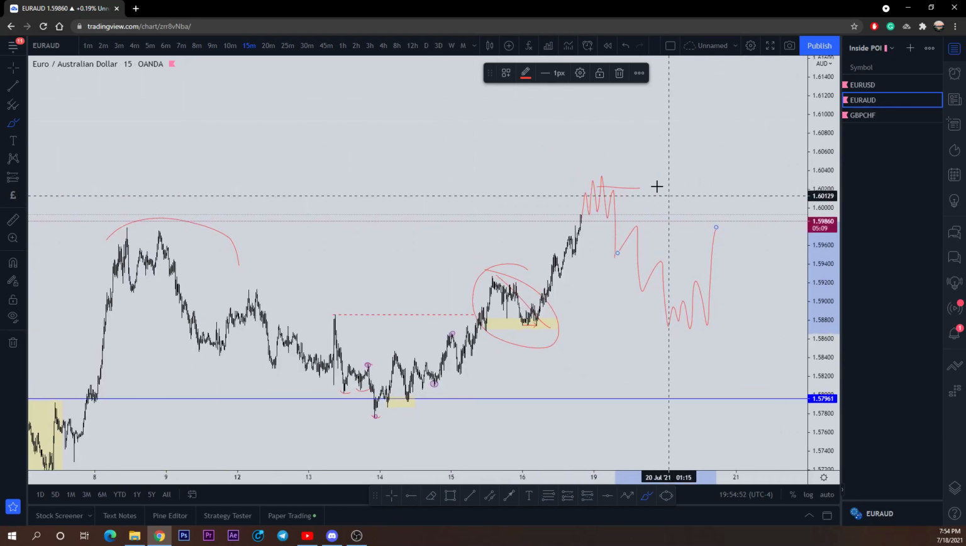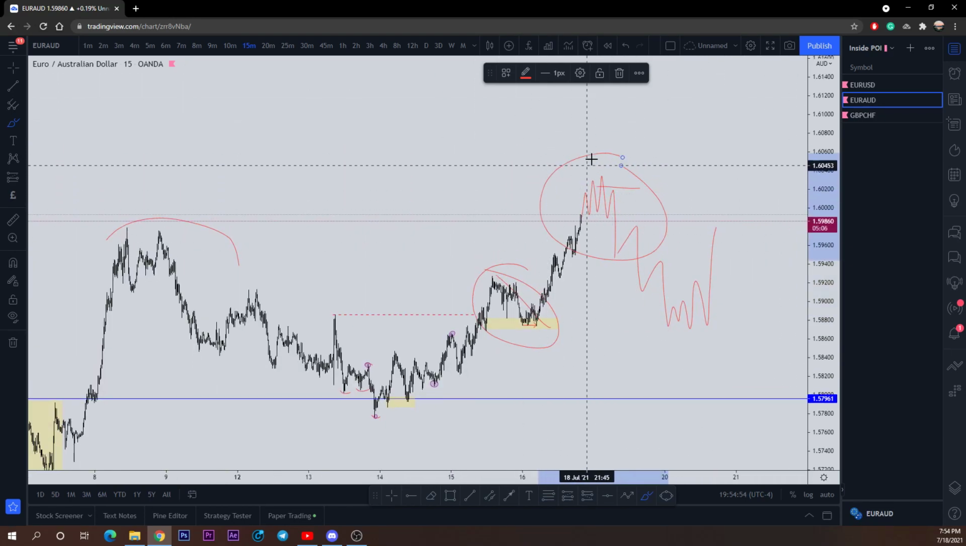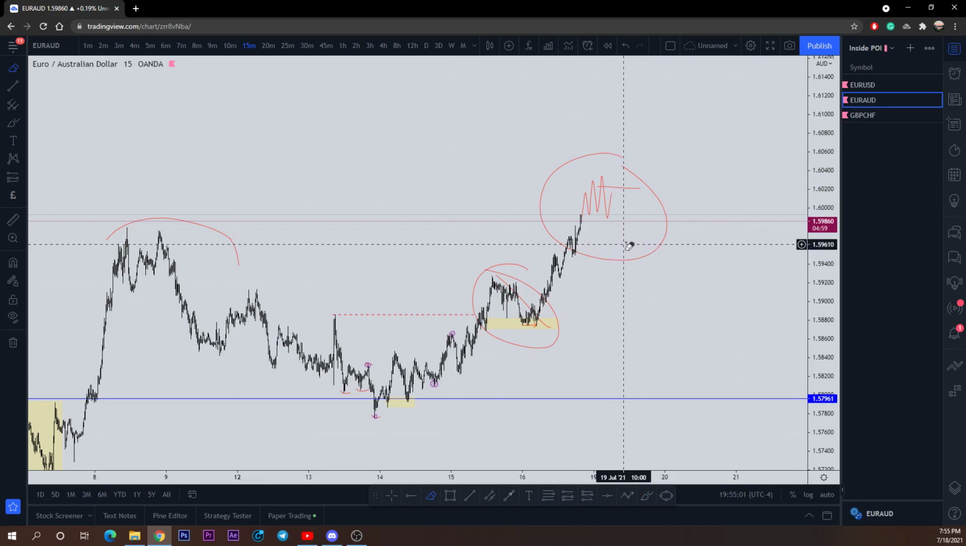All right, so that's what I'll be looking for. Any reversal trade, I'll take that. When it confirms the high, I'll take it to the downside to this area. So that's what I'll do with that.